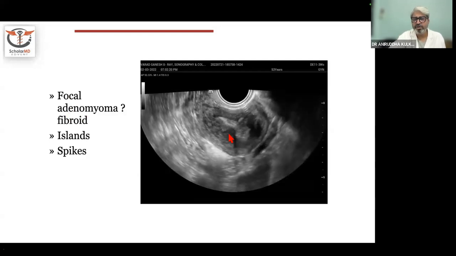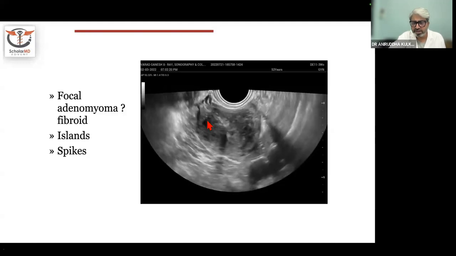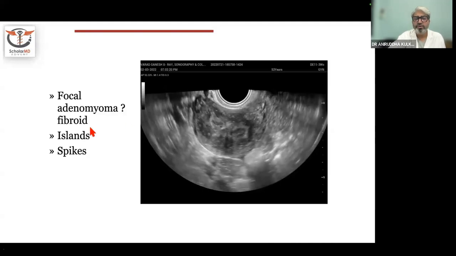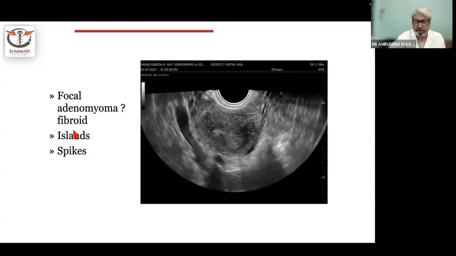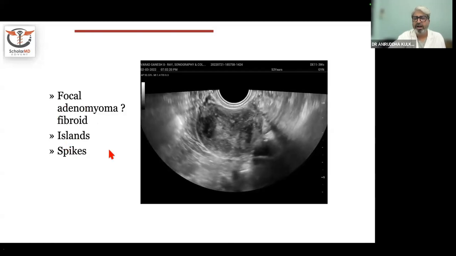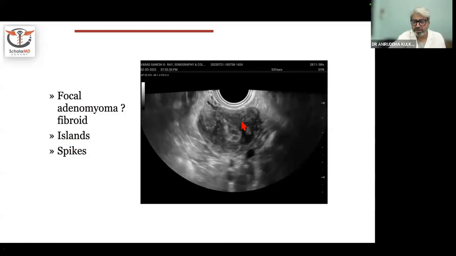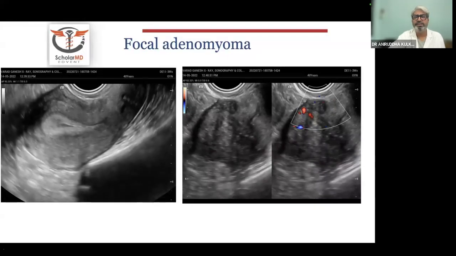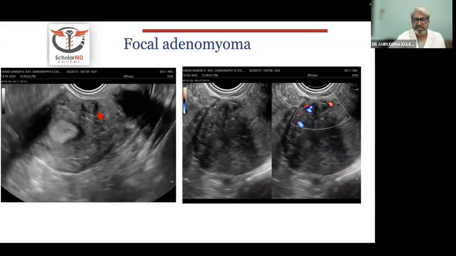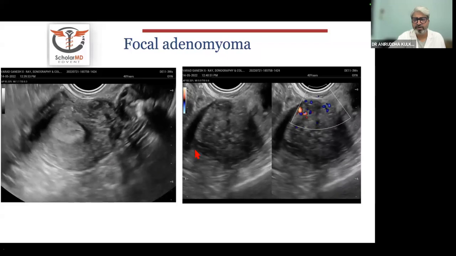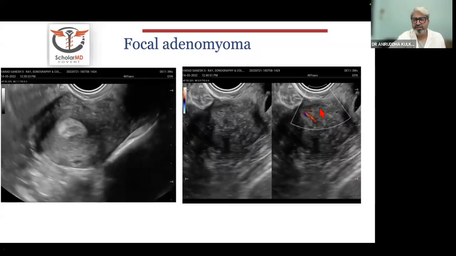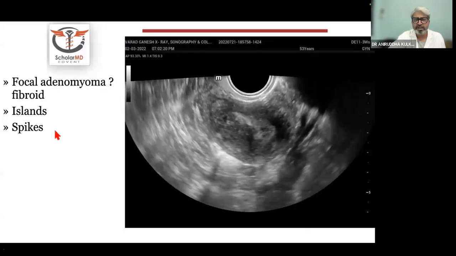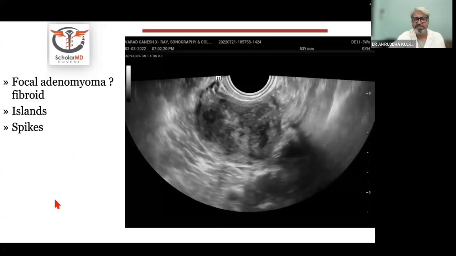At the same time, on color Doppler, I need to look for a circumferential vascularity to distinguish it from a fibroid or a non-fibroid entity. I also can see some of the islands distinctly separate from the endomyometrial junctional zone and spike. And this is a classical focal adenomyoma, distinctly away from the same, showing vascularity within the lesion. Again, a focal adenomyoma versus fibroid kind of distinction.